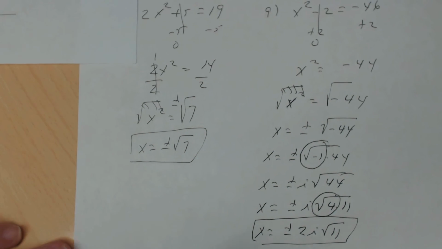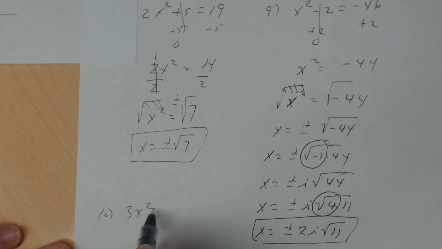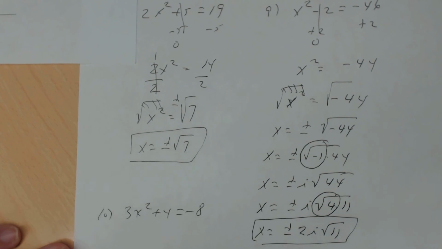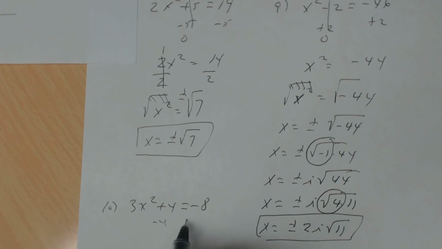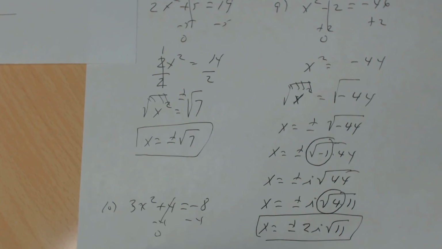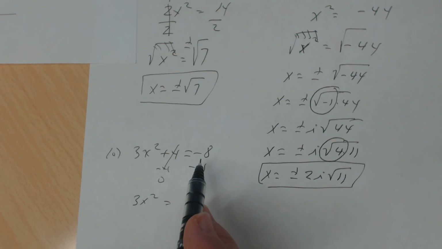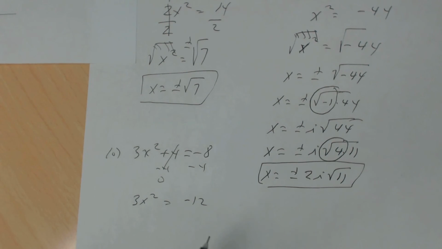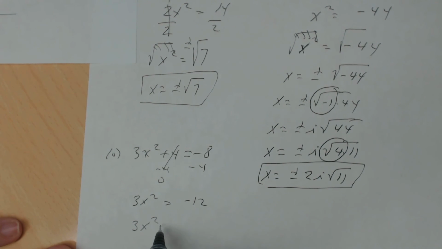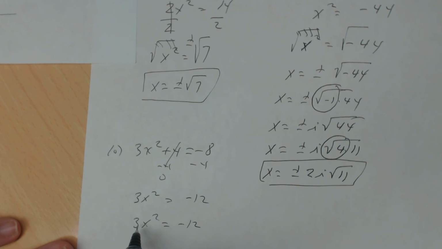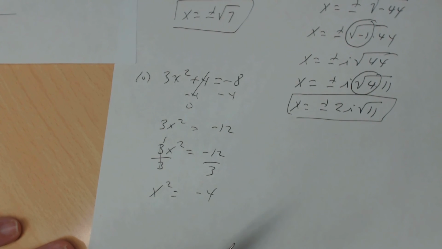Okay, finally number 10. You have 3x squared plus 4 equal negative 8. First of all, subtracting 4 from both sides and combining like terms, positive 4 and negative 4 is 0. So 3x squared equal negative 8 minus 4, which is negative 12. Now to get x squared by itself, we're multiplying by 3, and the opposite is to divide by 3. So 3 divided by 3 is 1, and 1 times x squared is x squared, equal negative 4. So x squared equal negative 4.